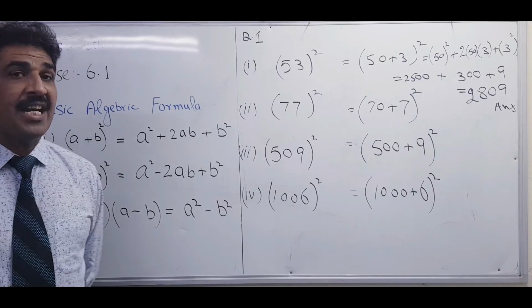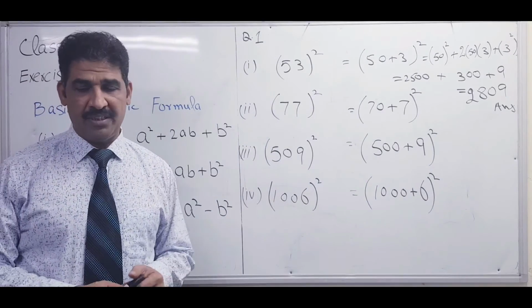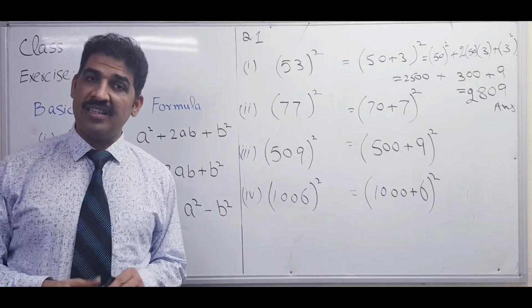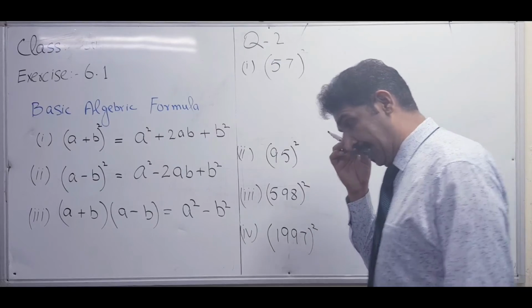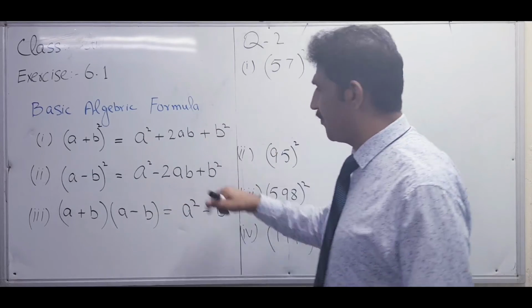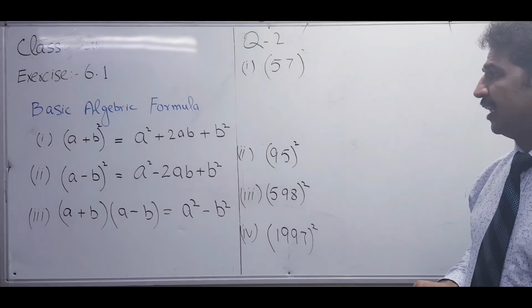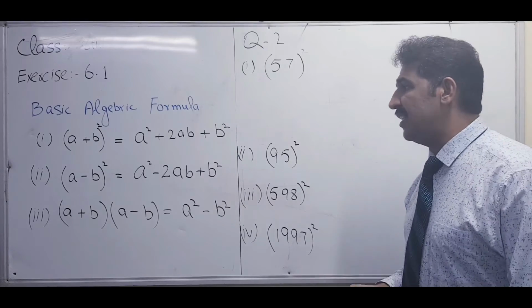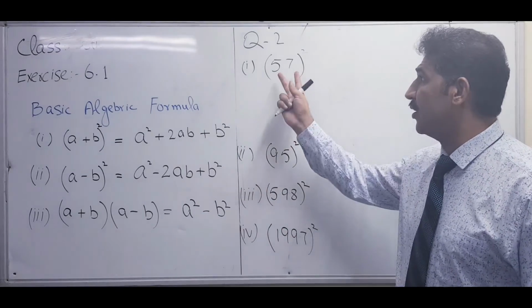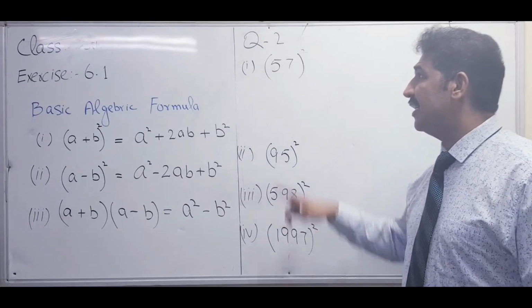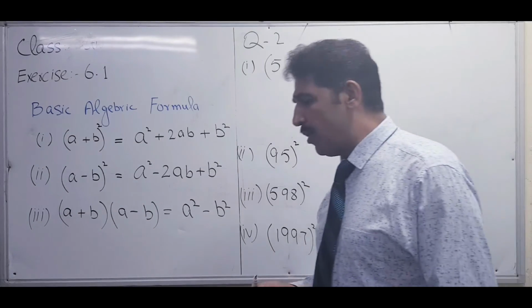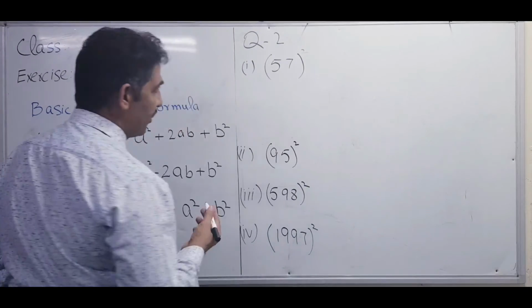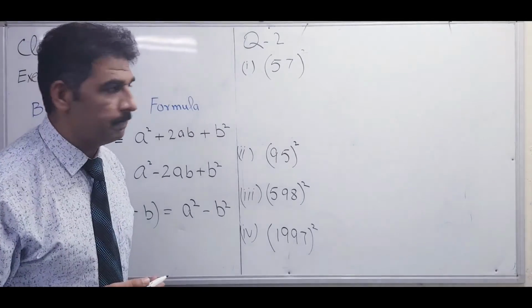Now I will explain question number 2 with the help of the second formula, then we will go to the third formula. My dear students, now this is question number 2. We will solve it with the help of the second formula. With the help of the second formula, we have to find the two numbers which, when we subtract, give the answer 57.